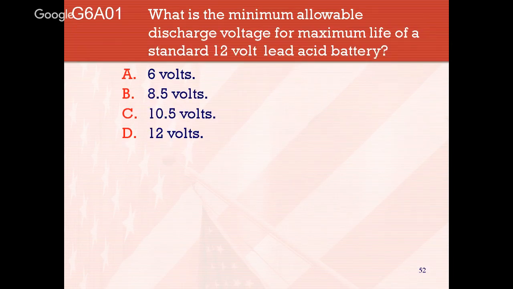What is the minimum allowable discharge voltage for maximum life of a standard 12-volt lead acid battery? Using a standard car battery, you don't want it to go below 10.5 volts.